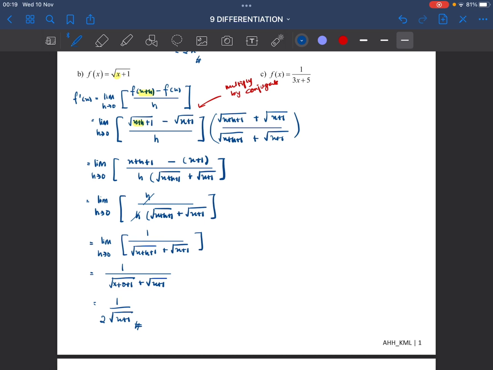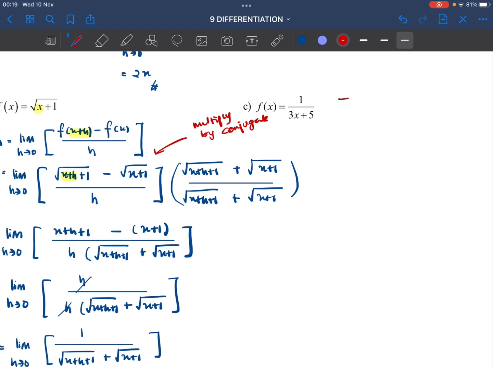That is going to be your final answer. So that is how you do your first principle. This one you can do by yourself. The answer is negative 3 over (3x plus 5) squared. Tips dekat sini. The formula is going to look like this: f prime(x) equals limit h approaches 0, f(x plus h) kita ialah di sini, so 1 over 3(x plus h) plus 5, minus f(x) kita, 1 over 3x plus 5, over h.